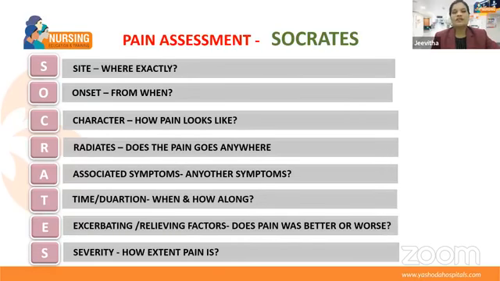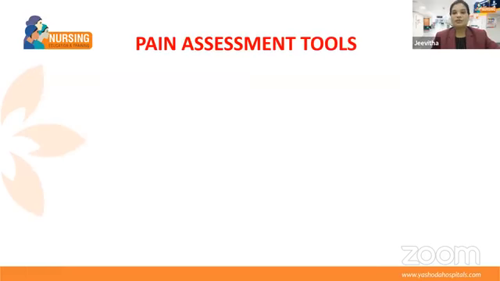For example, if the patient has pain, they may have other symptoms like nausea. Other factors could also be addressed. And time and duration also have to be considered when you assess the pain. And relieving factors: if the patient takes any measures, how the pain is, whether it is reducing or aggravating. And severity of the pain, because the severity is very important to take appropriate measures and appropriate management of the pain. Is it clear, right? SOCRATES, the site, everything you have to ask.